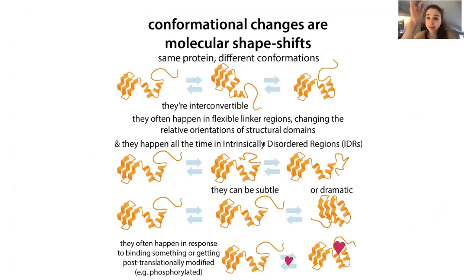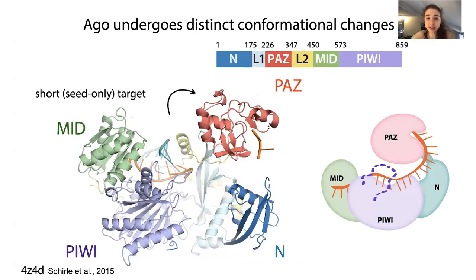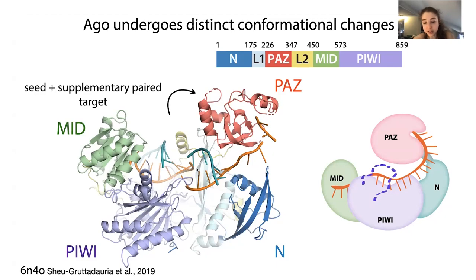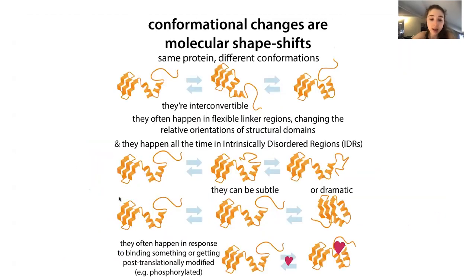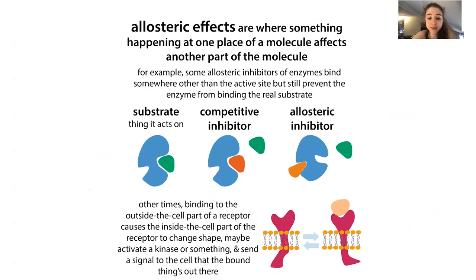These changes often happen. You can see with this a hinge-like movement of these domains away from these domains. You can also have movement within domains, and the changes can be subtle or dramatic. What's really cool too is that you can have changes in one place of a protein affect things in other parts of the protein. We can call these allosteric effects. There are different types of allosteric effects we can talk about.